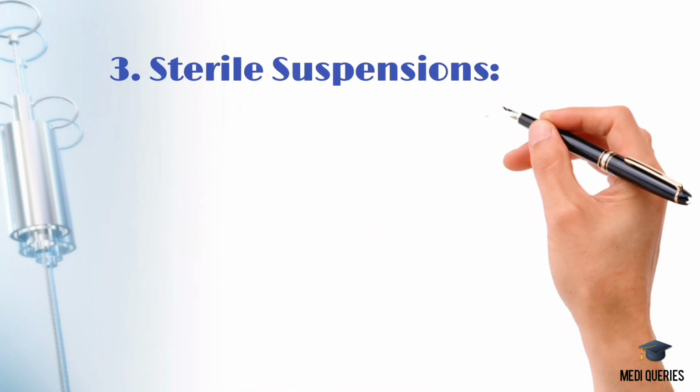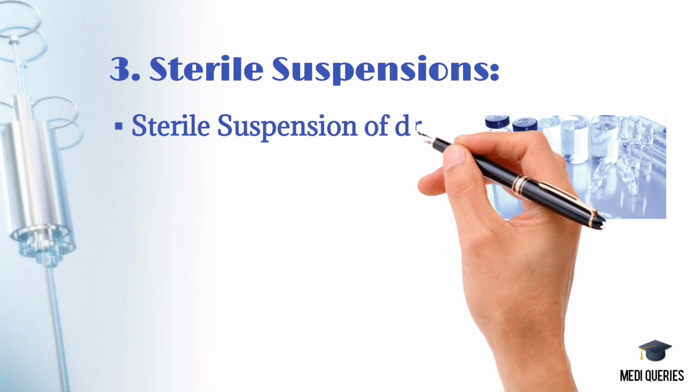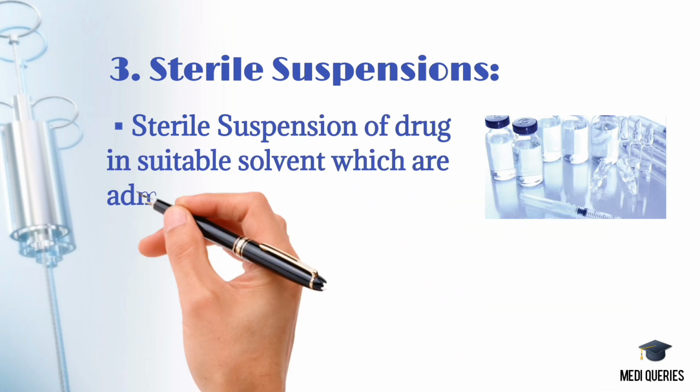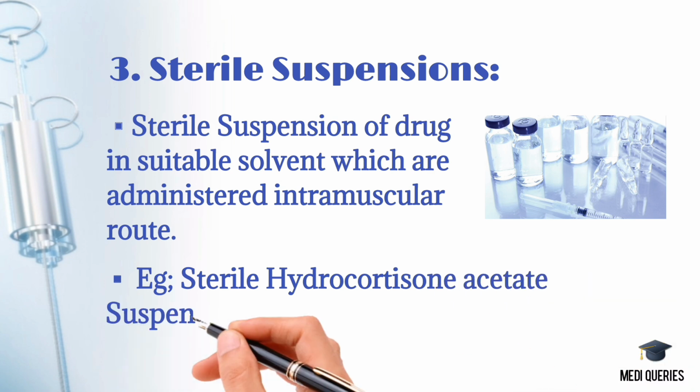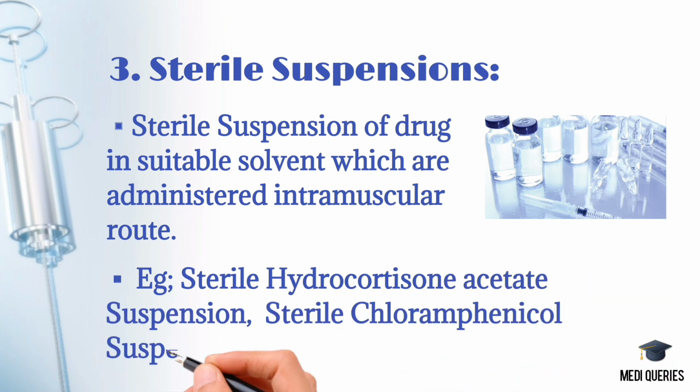And the next form is the sterile suspension form. Here these are sterile suspensions of a drug in a suitable solvent which are administered by intramuscular route. Examples: sterile hydrocortisone acetate suspension, sterile chloramphenicol suspension.